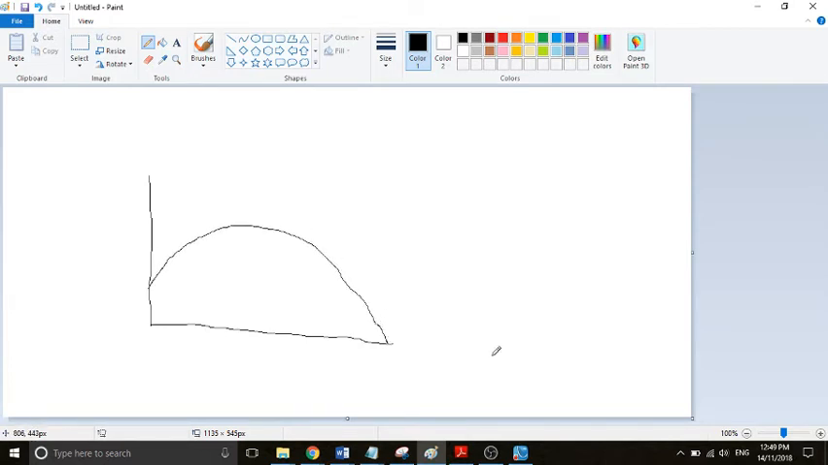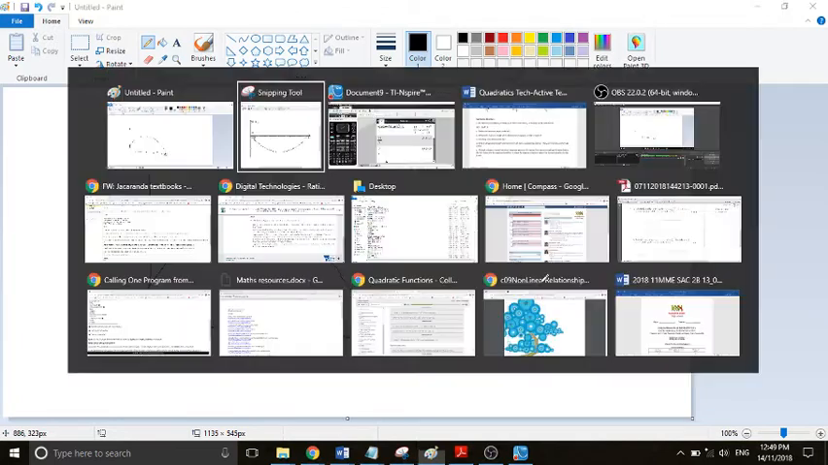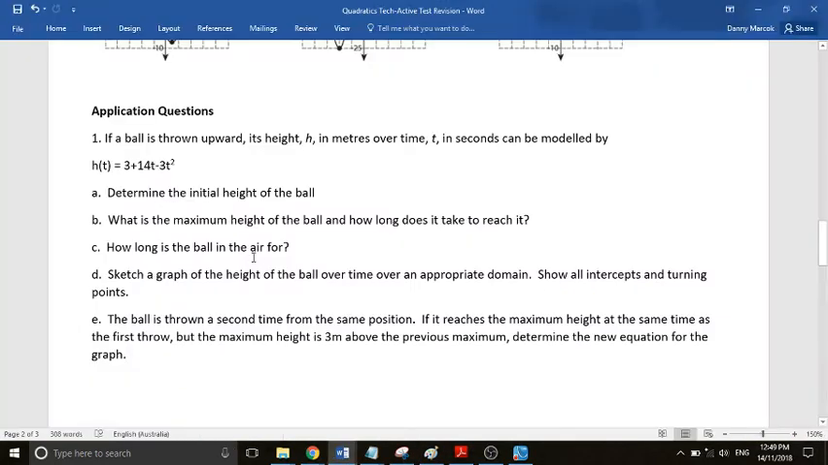We want to find out how long, and this is time, remember, it's not distance, this is time. We want to find out how long it's in the air for. So it's thrown here, and it spends all of this time here in the air. So what are we looking for? We're looking for an x-intercept. So that's what we're going to do now. And then we're going to sketch it over that appropriate domain. That's our next question though. So how long is the ball in the air for?